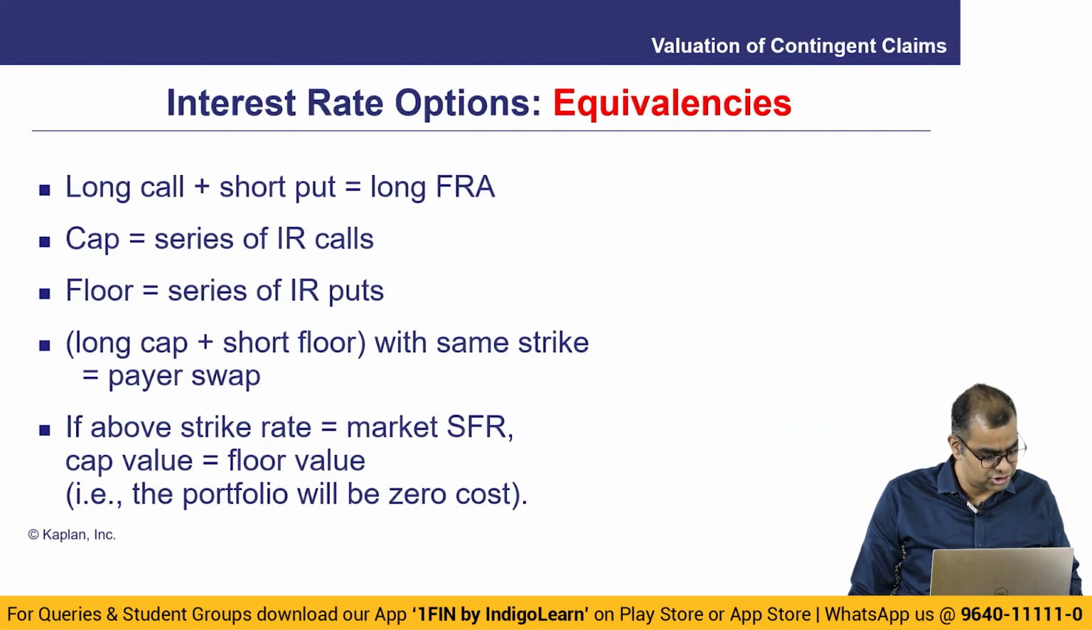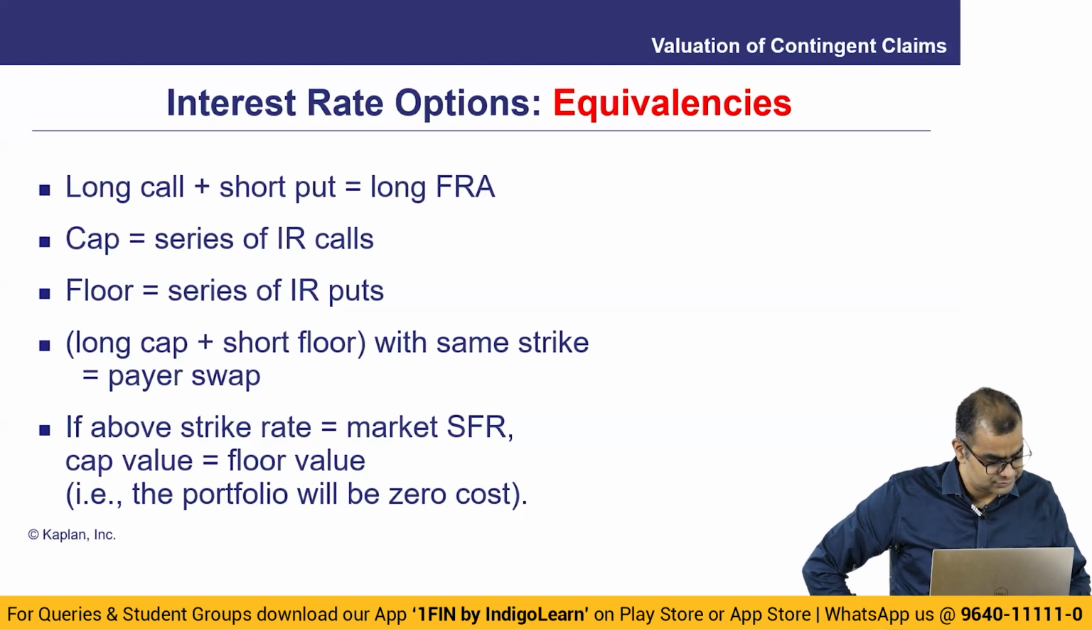Short call plus long put is short FRA. Long call plus short put is long FRA. Agreed? Number 3 in the book. A series of interest rate call options with different maturities at the same price can be combined to form an interest rate cap. I told you, a series of call options, and by the way, there is a terminology, it is called a caplet. A bunch of caplets make a cap. Similarly, an interest rate floor is a portfolio of interest rate put options, and each of these puts is known as a floorlet. A bunch of floorlets make a floor.